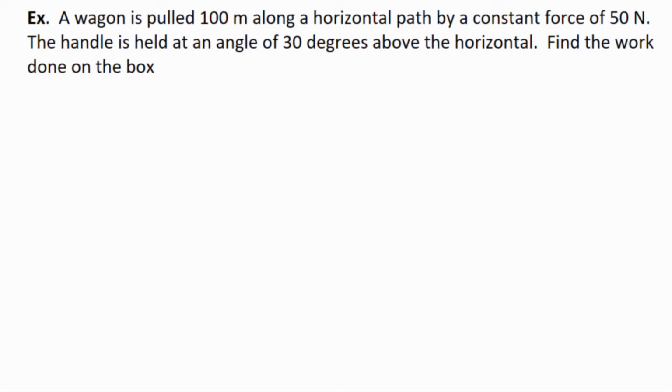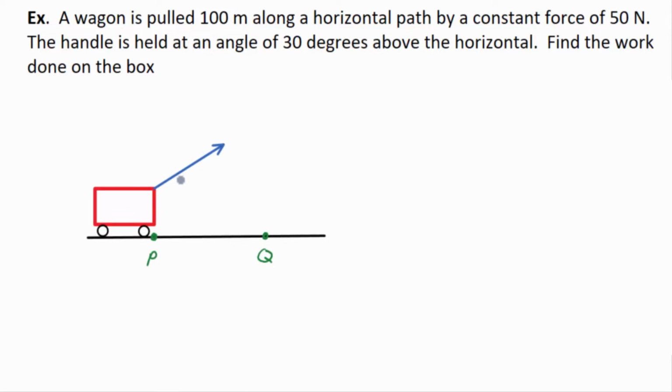Let's do a problem that kind of corresponds to that picture above. A wagon is pulled 100 meters along a horizontal path by a constant force of 50 newtons. So when you see newtons, right away you know that's used in the metric system for force, 50 newtons. So that's the force. The handle is held at an angle of 30 degrees above the horizontal, and we're assuming horizontal ground here. So find the work done on the wagon.